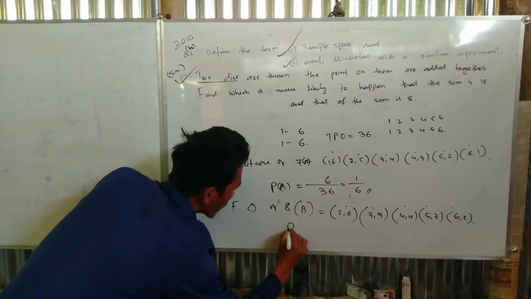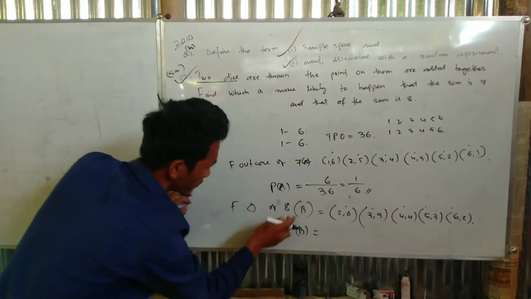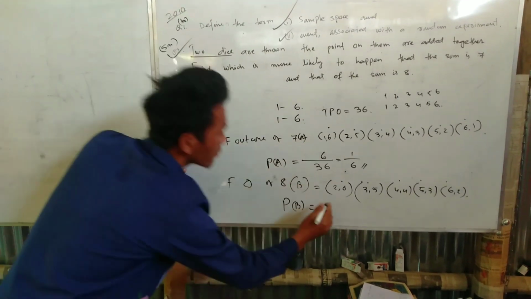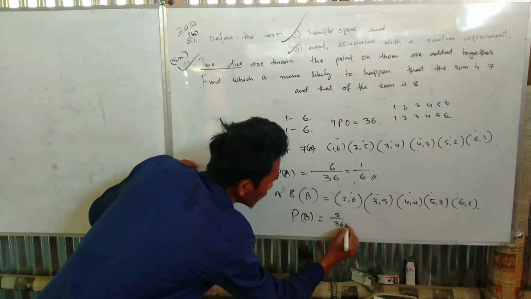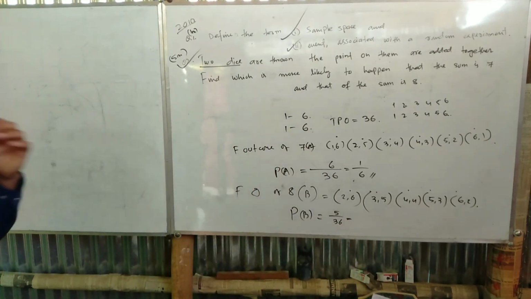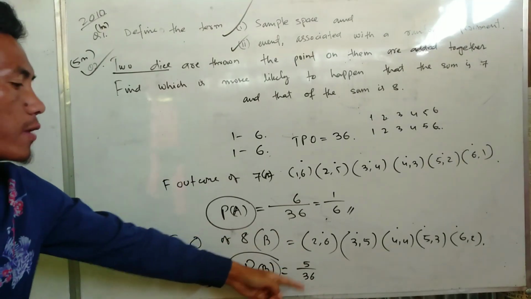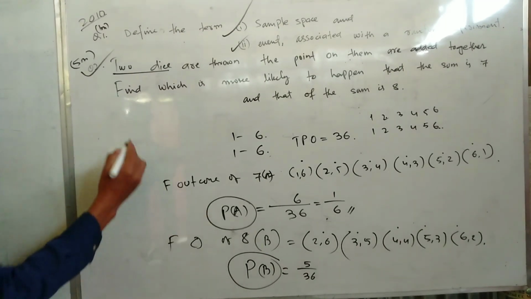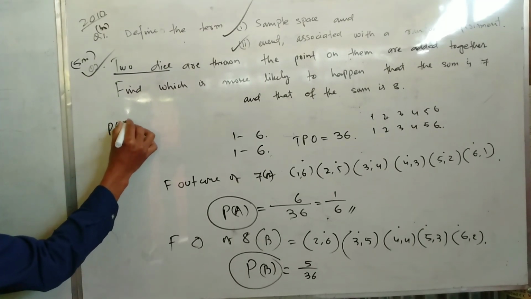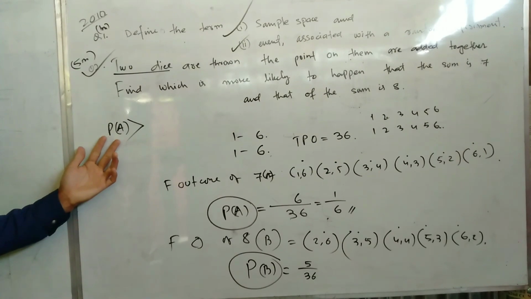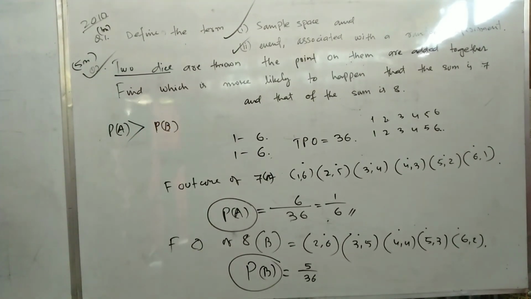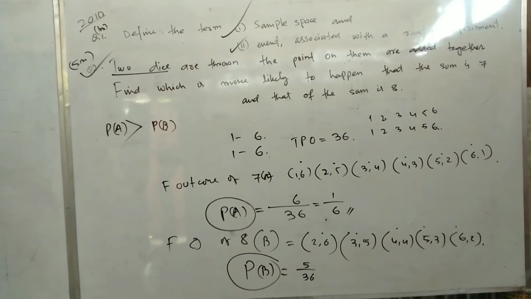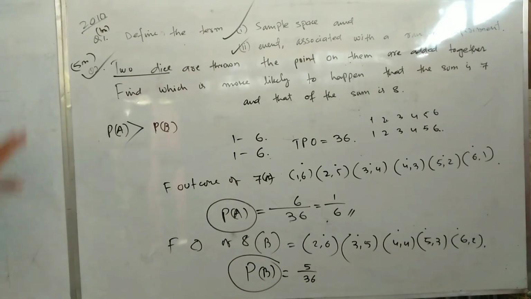So the probability of getting B, that is, the sum is 8, has favorable outcomes 5 by 36. This is 1 by 6, and this is 5 by 36. We conclude that the chance of A is larger than B. The sum of 7 is more likely to happen. Okay, this is the end of this question.